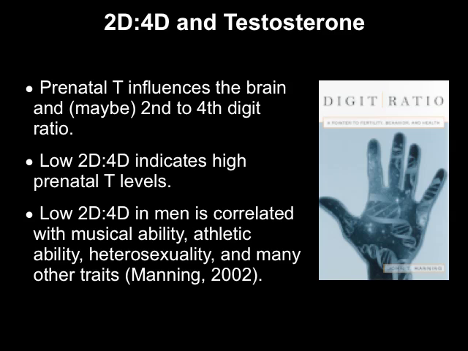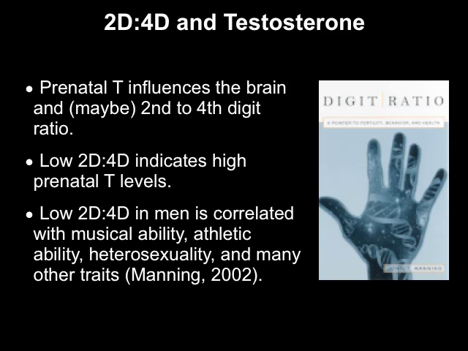All right. I would say low 2D:4D in men at least is correlated with musical ability, athletic ability, heterosexuality. So homosexual men tend to have more feminine 2D:4D ratios, and a bunch of other traits. So John Manning's done a lot of this research, and he actually did a TV show, and they asked him to predict, I think, 6 men how they were going to finish in a race. So there were 6 athletes.